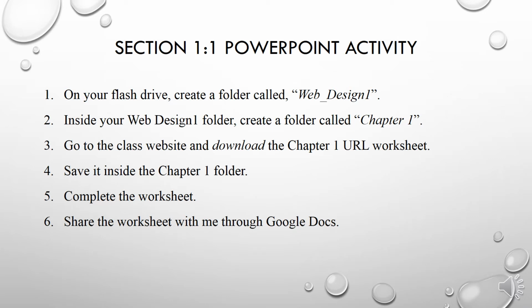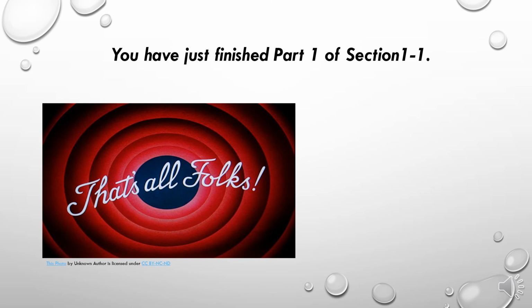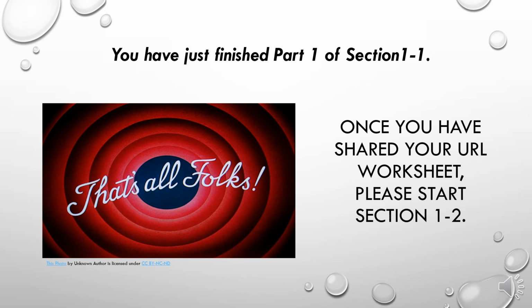5, complete the worksheet. You are free to work together on this worksheet. However, each person must turn in their own URL worksheet. 6, share the worksheet with me through Google Docs. 7, continue on when you're done with your worksheet to Section 1-2 of this PowerPoint presentation. You have just finished part 1, Section 1-1. Once you have shared your URL worksheet with me, please start Section 1-2.